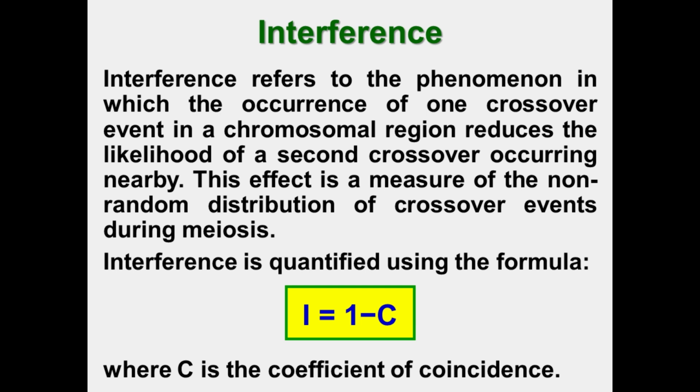Interference refers to the reduction in the likelihood of a second crossover event in a nearby region after one crossover has occurred. It reflects the non-random distribution of crossovers during meiosis. The interference I is calculated as I equals 1 minus C, where C is the coefficient of coincidence. Let's see how it looks like.